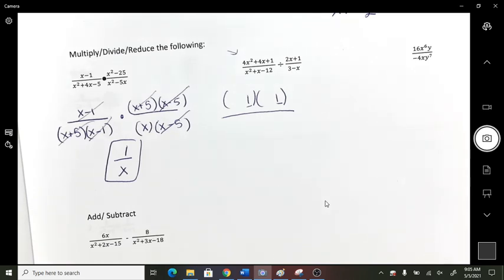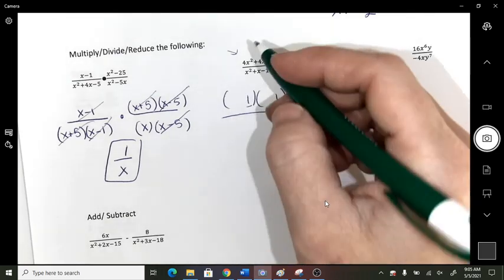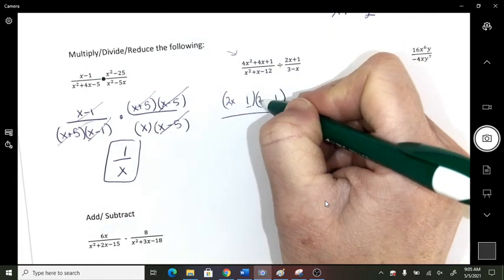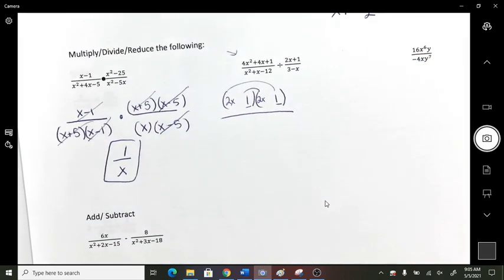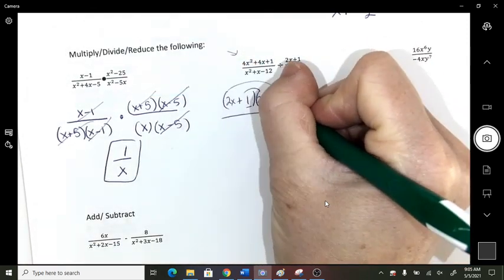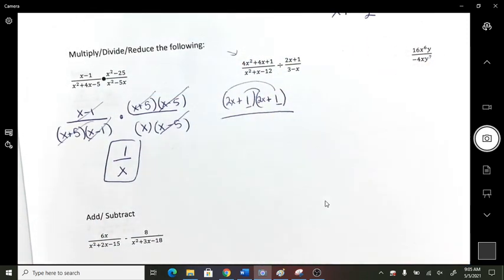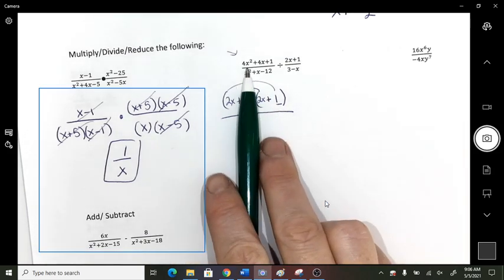Do I want a 1x, 4x? Or do you think I'm going to want a 2x, 2x? 2x, 2x, because I'm creating a 2x and a 2x on the outs and ins. So do you see how all those make my FOIL to make my trinomial?